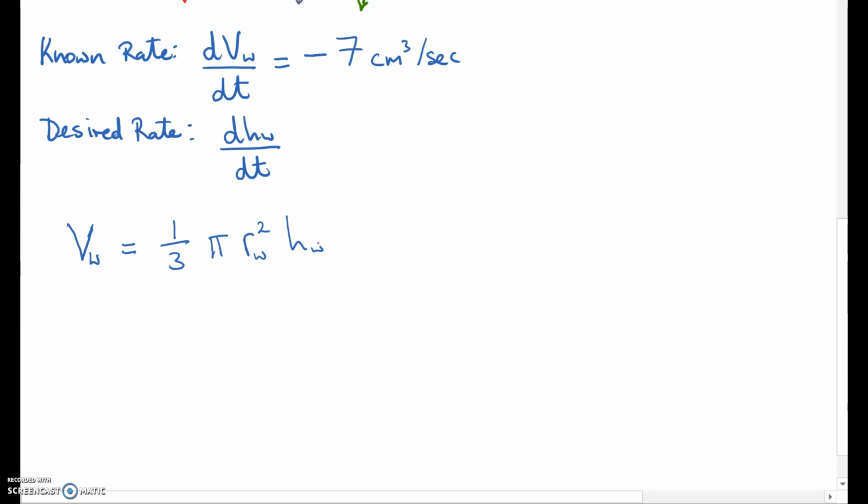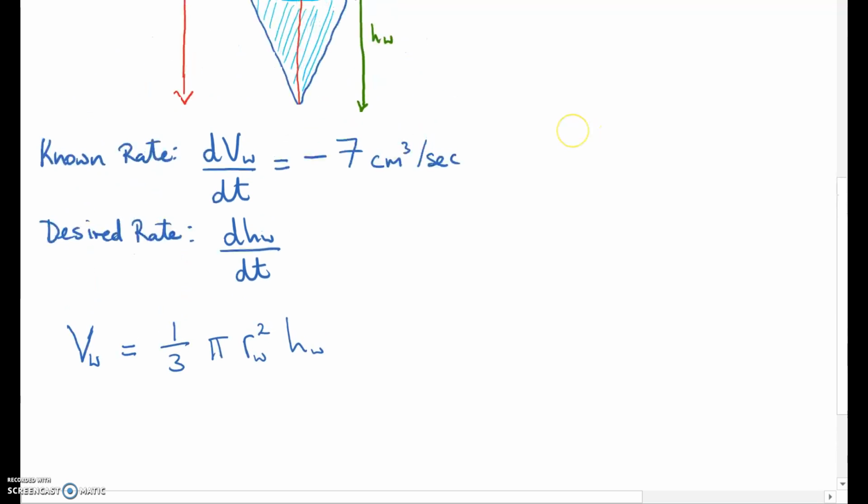Apart from the W subscripts to indicate that we're talking about the water here, that's the formula for the volume of a cone, and you would be given that formula. Now, this formula has 3 variables: V, R, and H. Those are 3 variables.